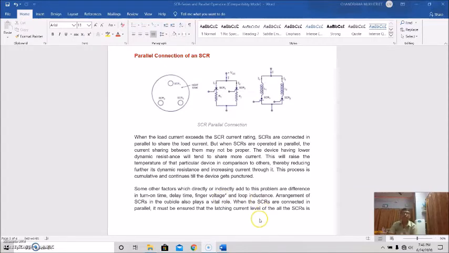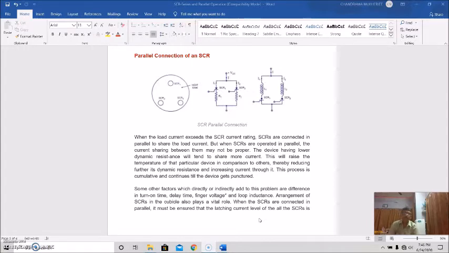So when is parallel connection actually needed? When the load current exceeds the HCR current rating, HCRs are connected in parallel to share the load current. When the voltage rating is exceeded, in that case series connection is used, and when the load current exceeds the HCR current rating, then HCRs are connected in parallel to share the load current.